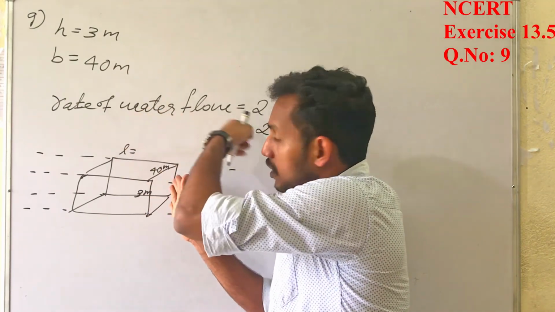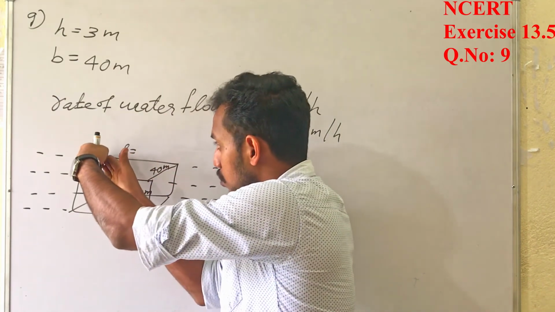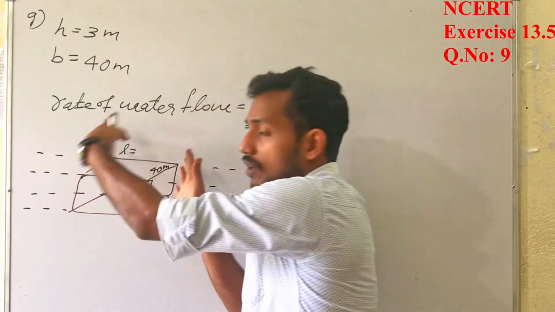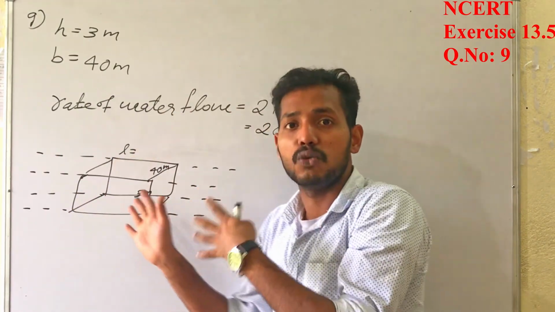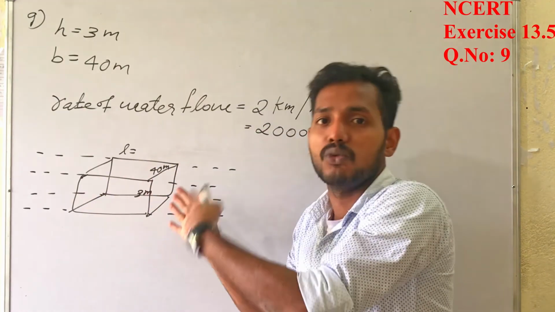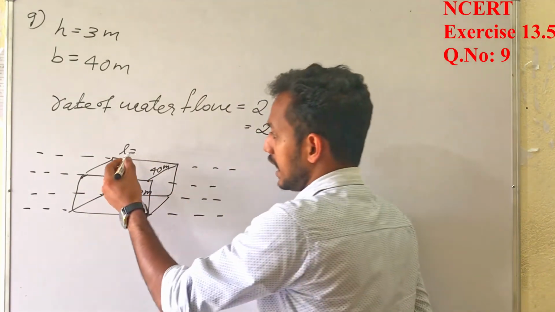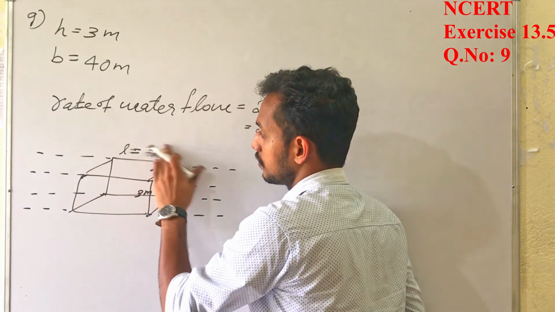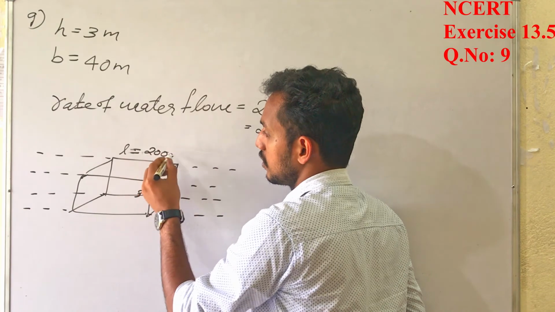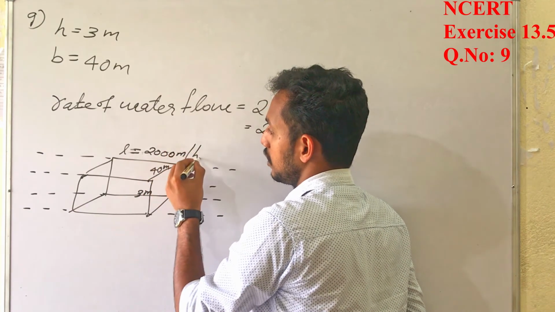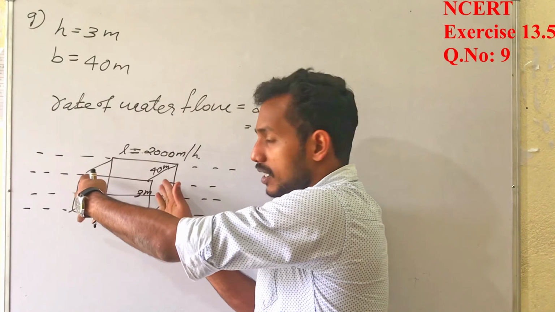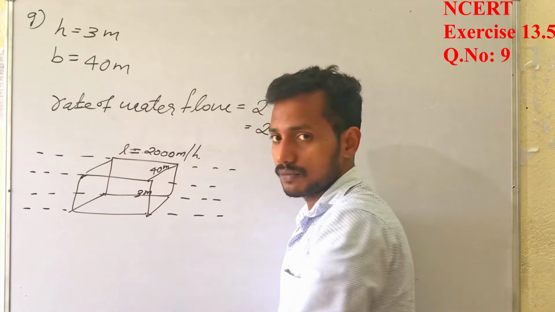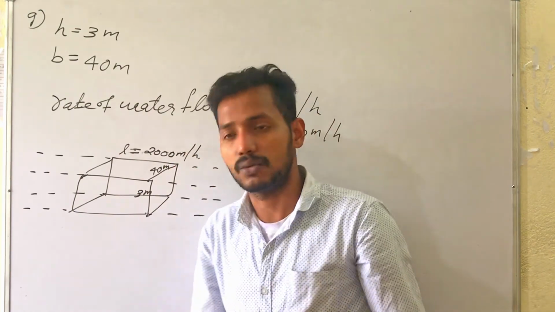If we get the breadth and height, we will get the cross section of the river. And if we know the rate of water flow, that means water is moving 2000 meter in 1 hour. So that much amount of water will be displaced in 1 hour. That will be the volume of water that falls into the sea in 1 hour. So instead of length, we can write the rate of water flow, that is 2000 meter per hour. The amount of water displaced in 1 hour will be 2000 meter per hour into this cross section. That will be the total volume of water displaced in 1 hour.